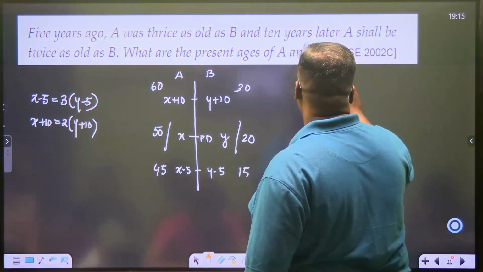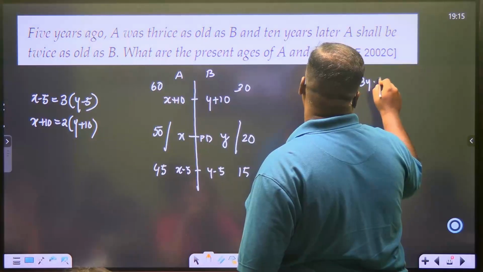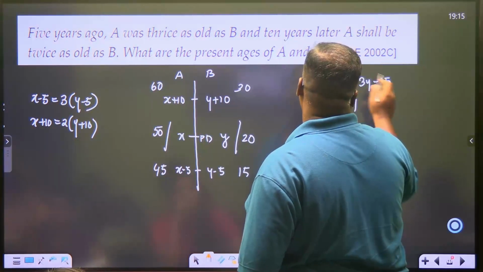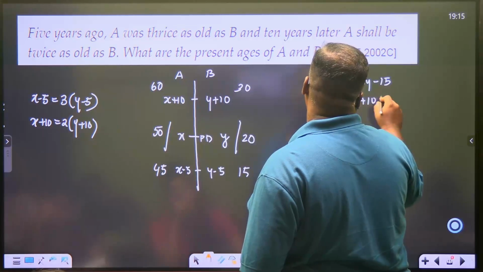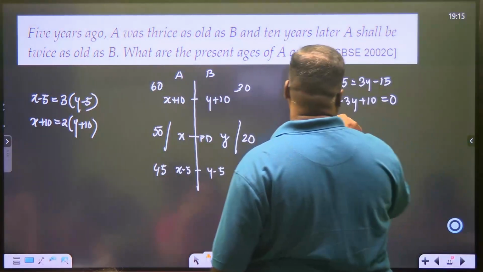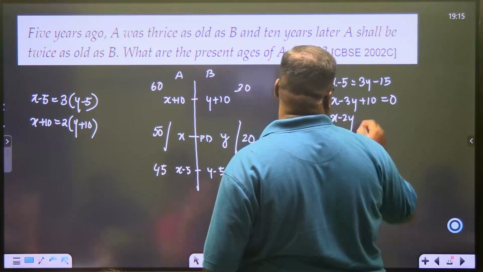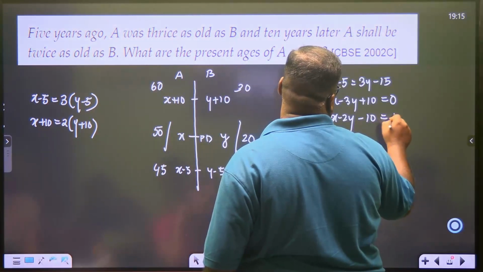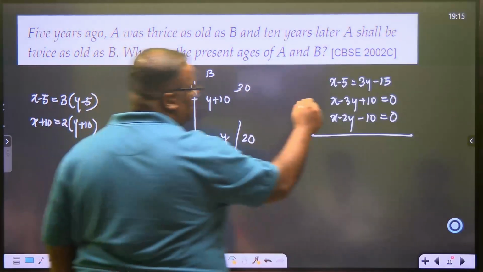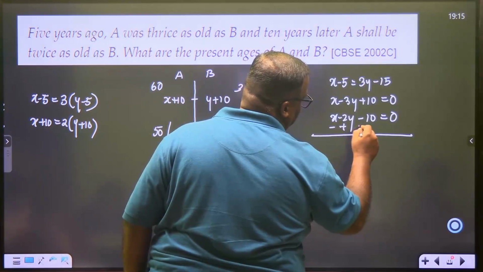What will be our equations here? X minus 5 is equal to 3y minus 15. So this is x minus 3y plus 10 equal to 0. What is the next equation? It is x minus 2y plus 10 minus 20 is equal to 0. Straight away substitute. See, a technique to do it fast. Both the equations are written. Subtract: this becomes minus, this becomes plus, this becomes plus.